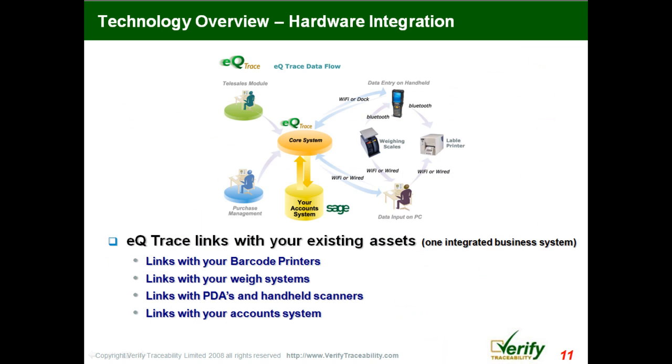Okay, a brief overview. Remember that you don't have to buy all new stuff. This is a modular system. You can buy the modules or portals that are important to you, and also it links with your current barcode printers, links with your weighing systems, links with PDAs if you're using that, and handheld scanners if you've already got that, and it links with your accounting system. So we want to build on your current investment and not throw everything out and start over again.